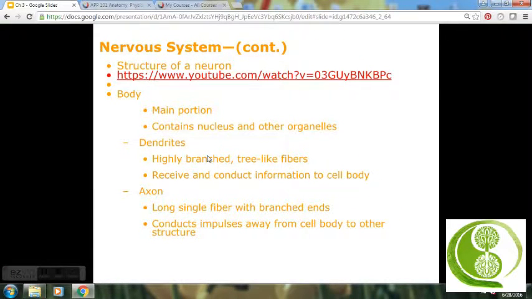So with the neuron, we have the body, which is the main portion. It contains the nucleus and other organelles. We have the dendrites. Those are the highly branched, tree-like fibers. They receive and conduct information to the cell body. And then the axon, that was that long single fiber with branched ends at the bottom, the axon terminals. These conduct impulses away from the cell body to other structures, so to the muscle or to other neurons.